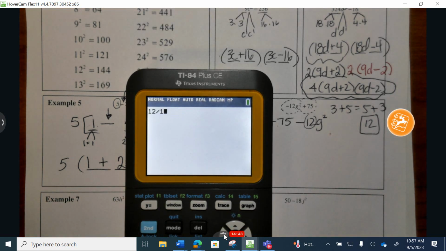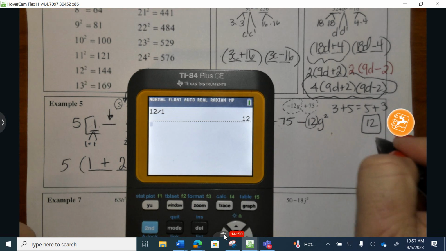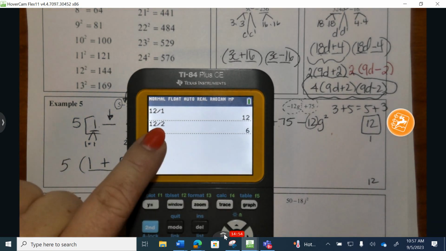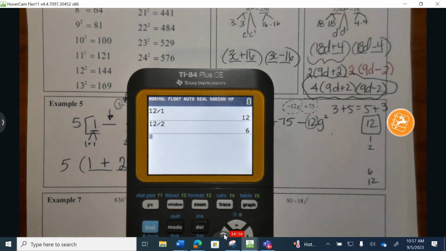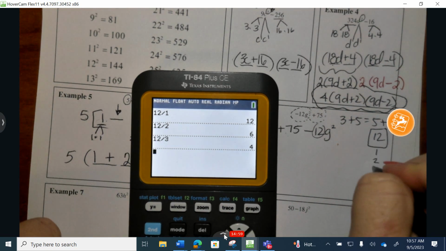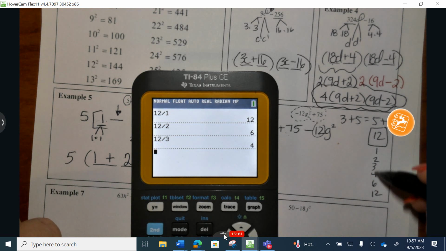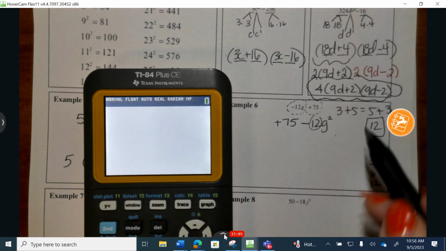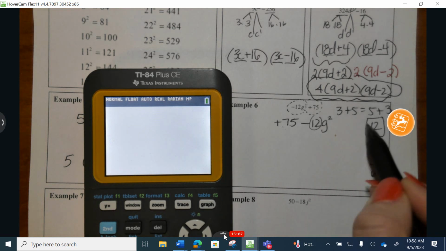So 12 divided by 1, okay, that works because I have a whole number, so 1 and 12. 12 divided by 2, if I get a whole number, then I consider it. Okay, so 2 and 6. 12 divided by 3, that works. 3 and 4. And so I've already listed all the numbers that nicely divide into 12. You choose the smaller of the two numbers.